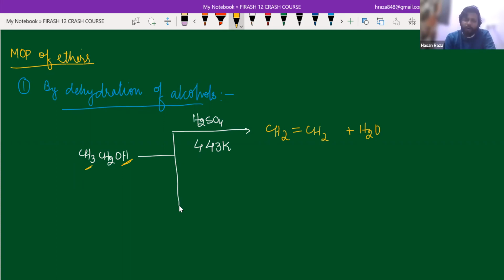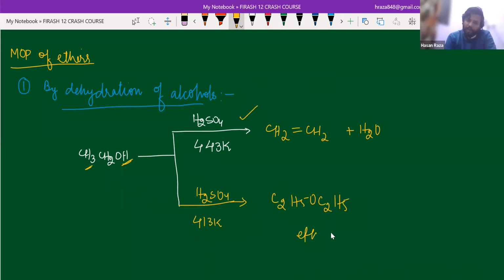But if you are going to react the same reactant, ethanol, with H2SO4 at 413 Kelvin, 30 degree centigrade lesser than this, then you will be getting C2H5OC2H5. That means ethoxyethane you will get. How you will get this ethoxyethane? We will talk about it. I'll show you the mechanism. It's very easy. First write it and then let me know.